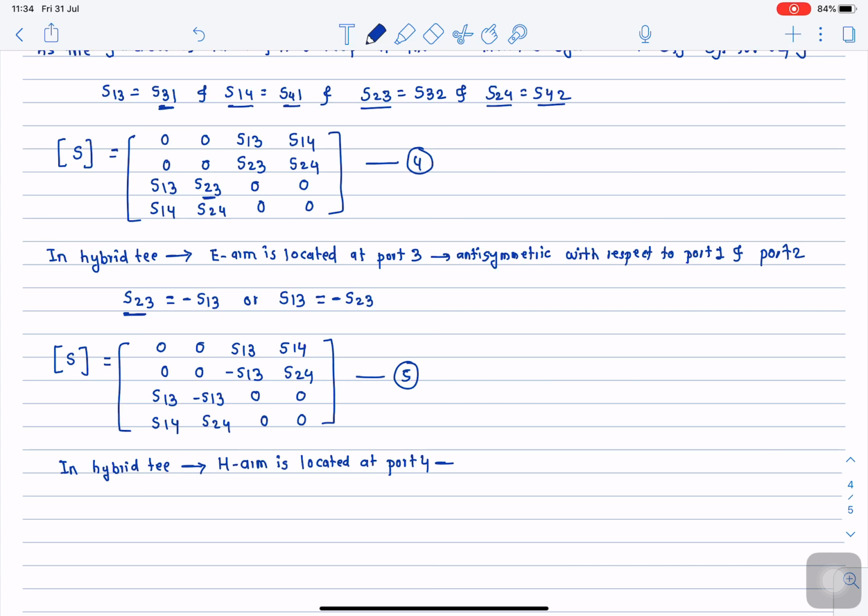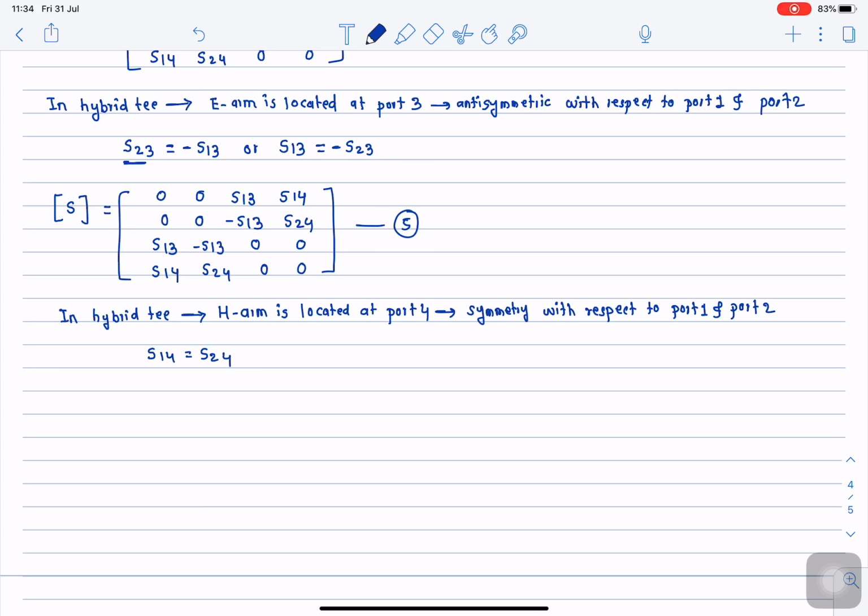So it will follow the property of symmetry. Port number 4 is electrically symmetrical with respect to port number 1 and port number 2, as these two ports are collinear. Okay, so port number 4 is electrically symmetrical with respect to port number 1 and port number 2. Therefore, we can write S14 is equal to S24.